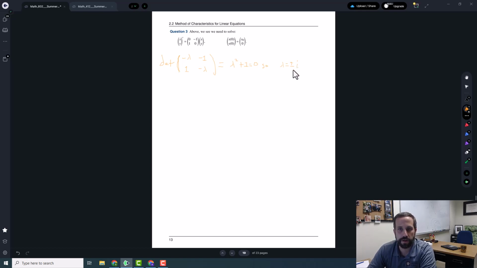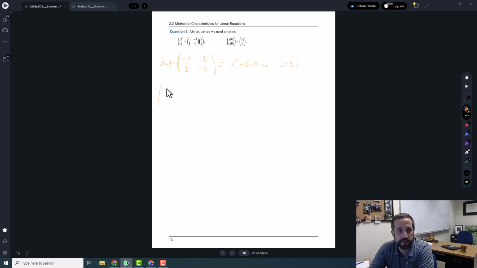And remember, when I have a complex, non-real eigenvalue, I'm just going to take one of the solutions, let's say plus i, find the eigenvector associated to that, and do the thing with the real and imaginary parts. So now I want to find the eigenvector associated to i.